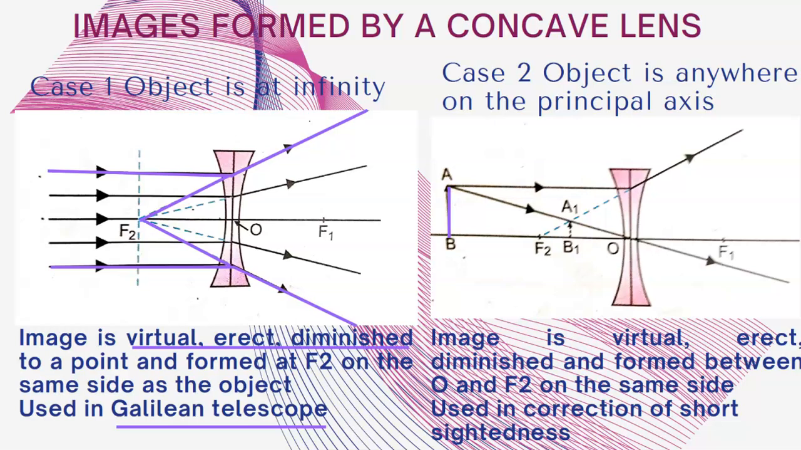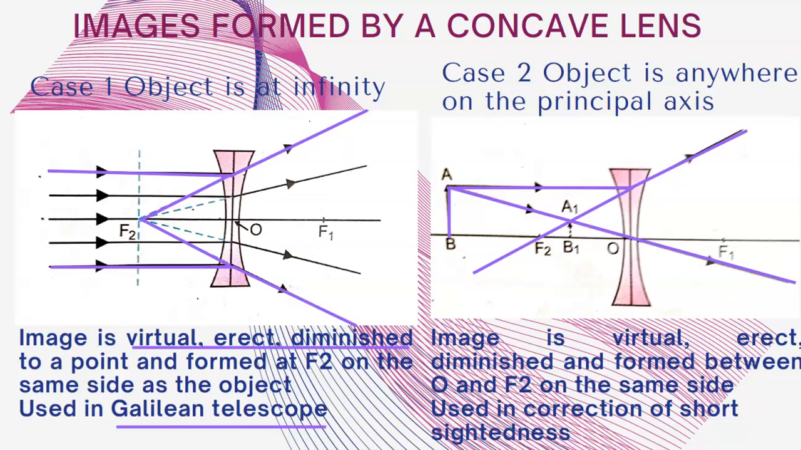This is the object. A ray of light from the head of the object passes through the lens and it is diverging. Another ray of light goes straight through O without any kind of deviation. Any ray that passes through O always goes straight. Now we can see that these rays are not meeting anywhere. So for the formation of the image, we are going to pull this ray backwards. The divergent ray is pulled backwards and made to pass through F2.